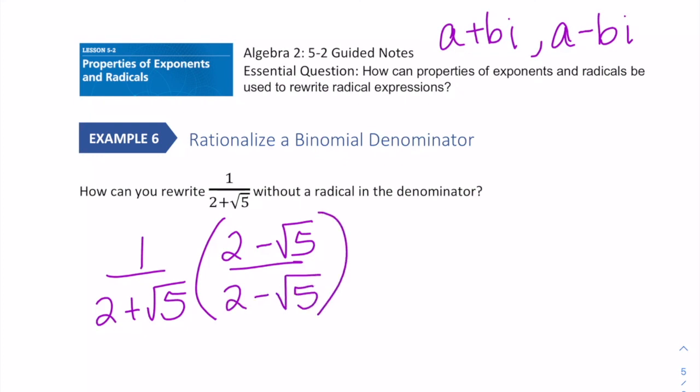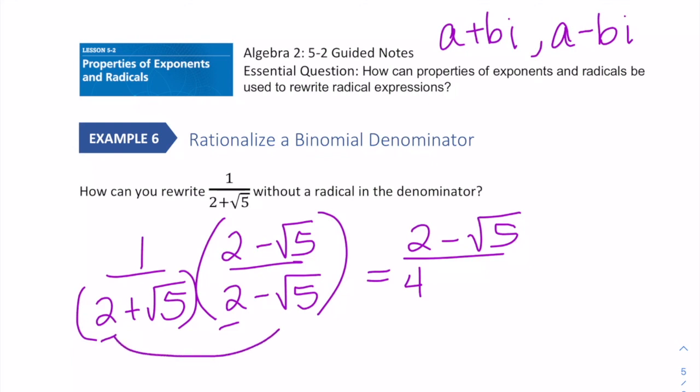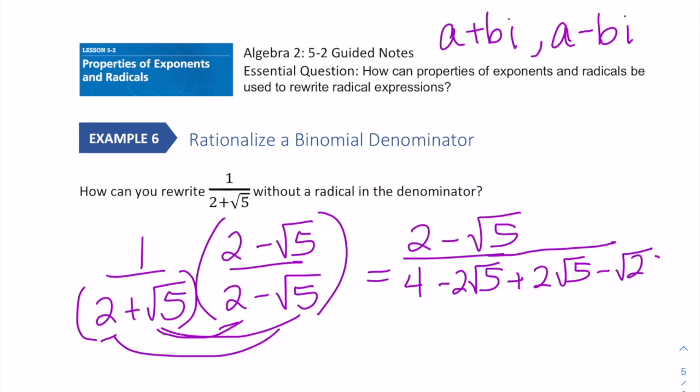So you can see on the top we'll get 2 minus root 5. And then on the bottom we're going to have to FOIL. So again, our first term is 4. Our outer is negative 2 root 5. The inner is plus 2 root 5. And the last will be minus square root of 25.